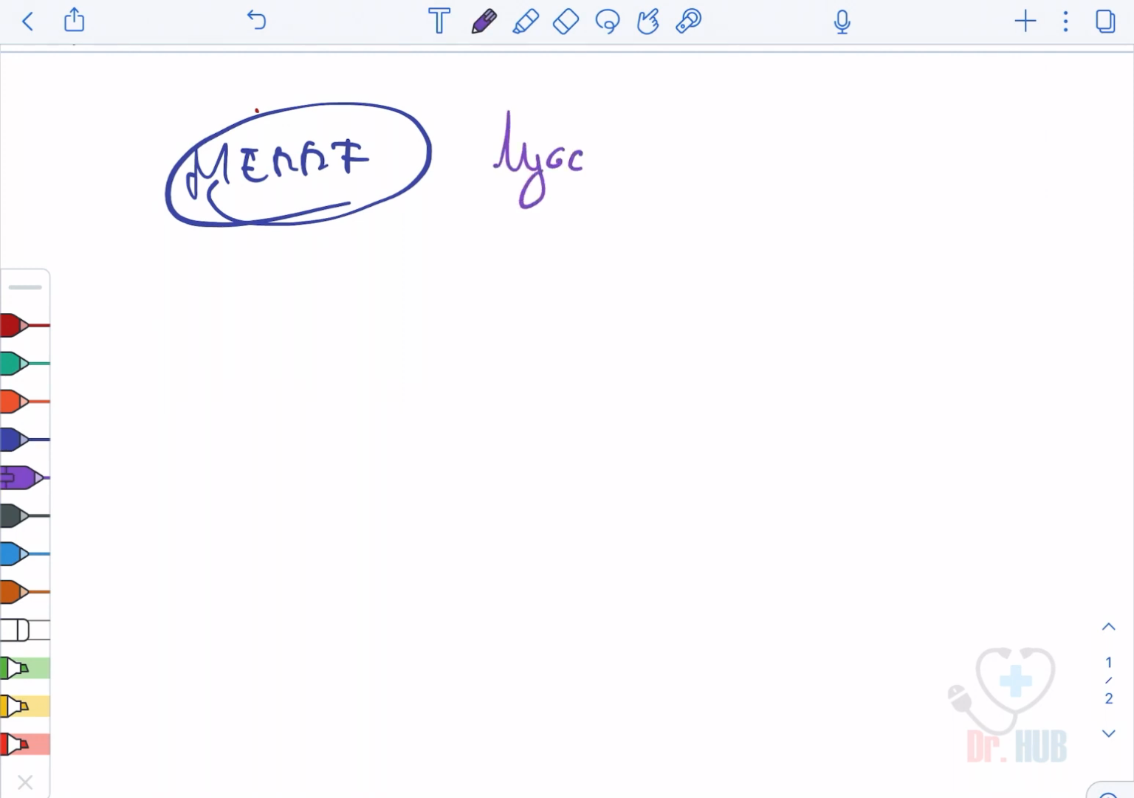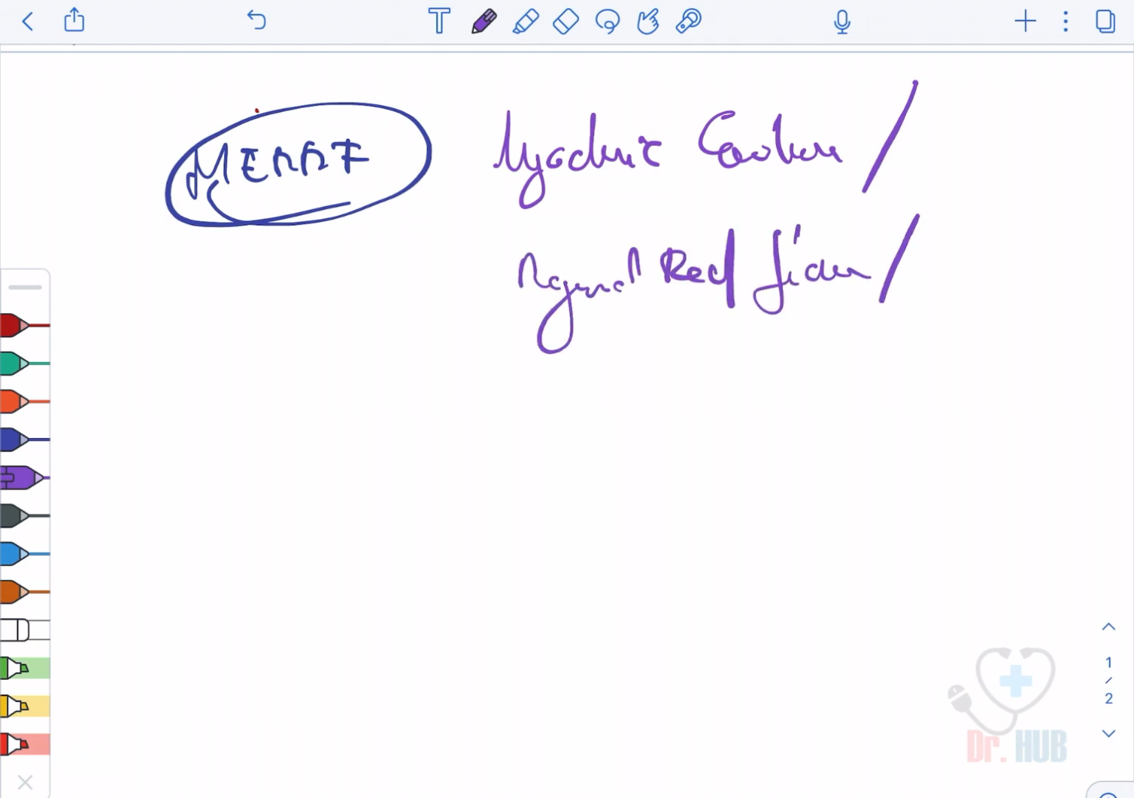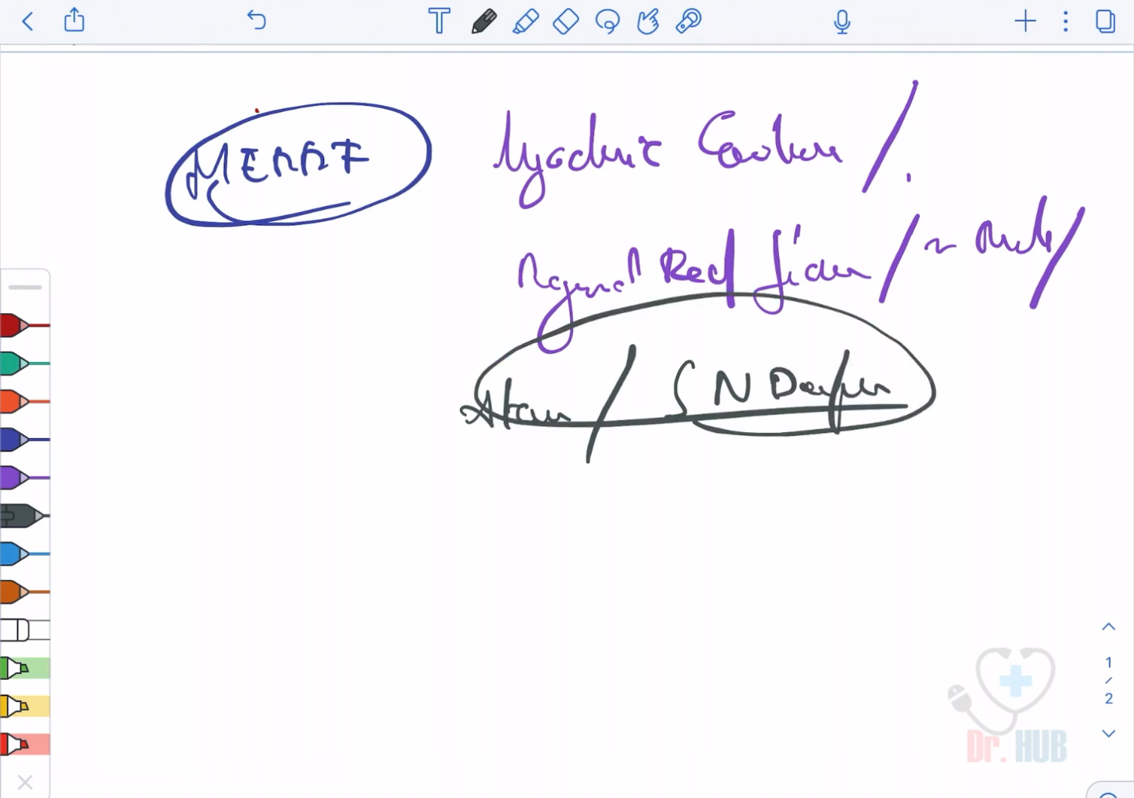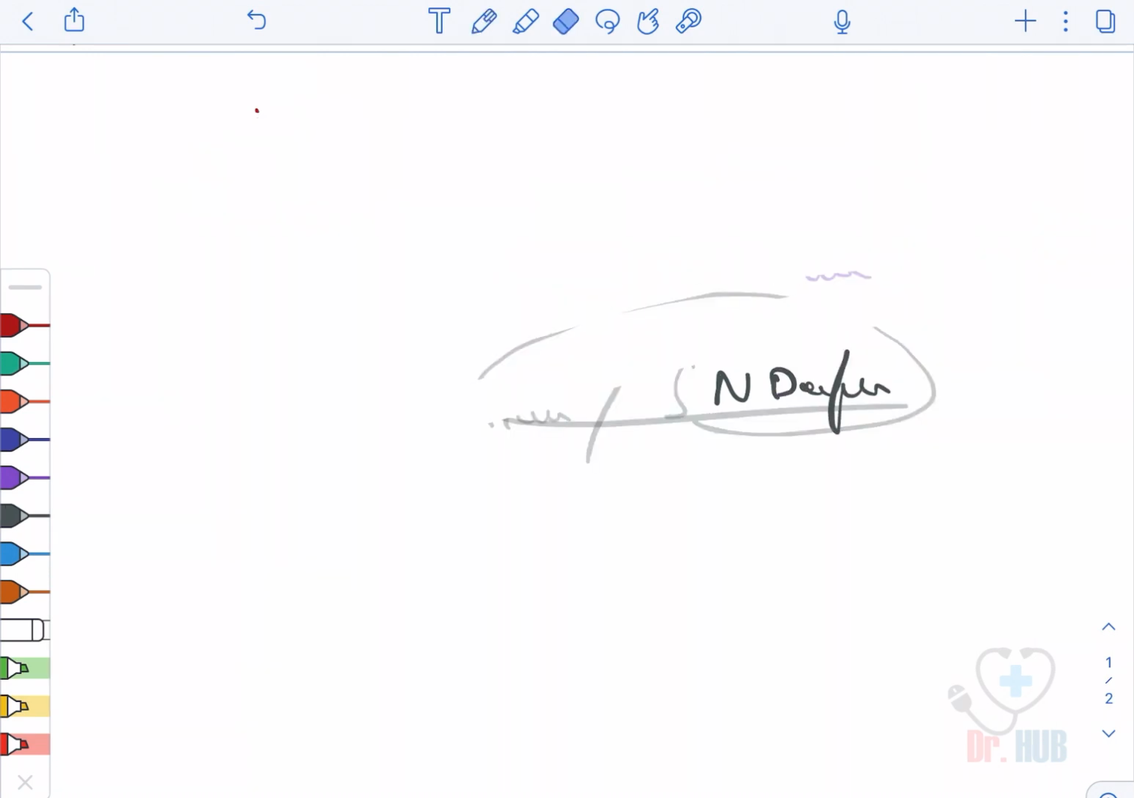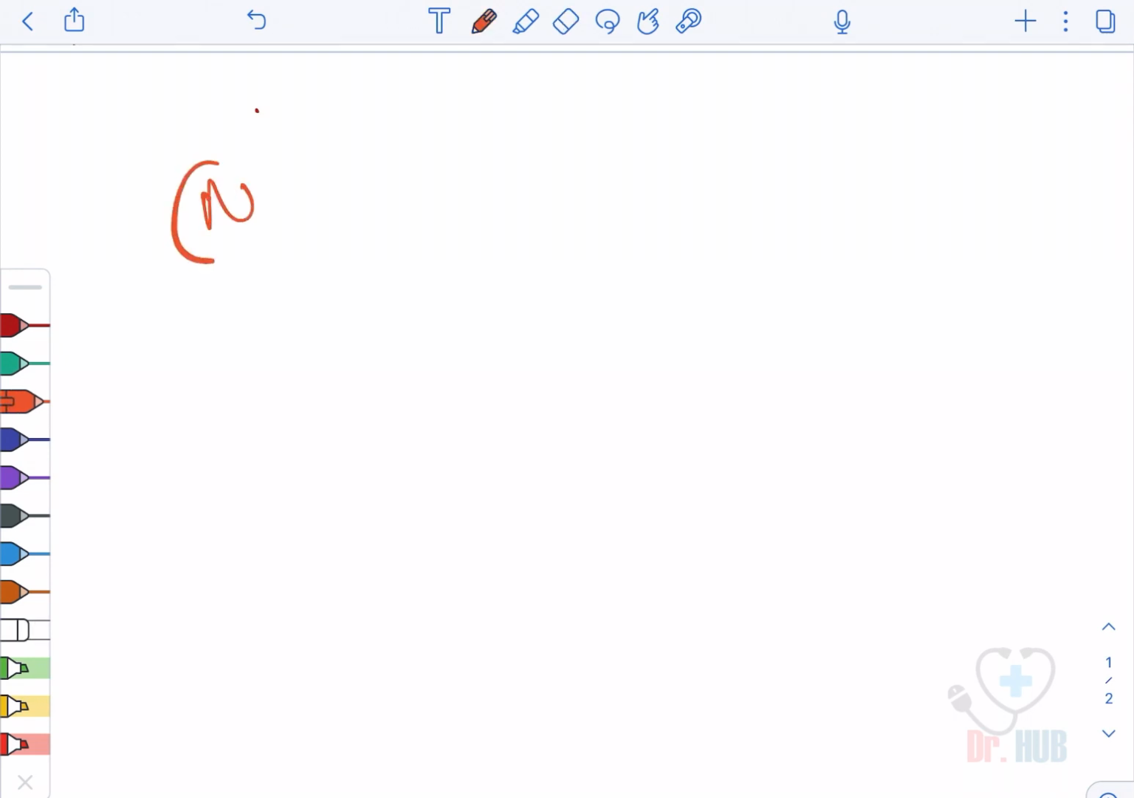So in case of MERRF, this includes the myoclonic epilepsy as well as the ragged red fibers in muscle. Next there is also the ataxia and the sensory neural deafness. Next we look at the NARP, N for the NARP.